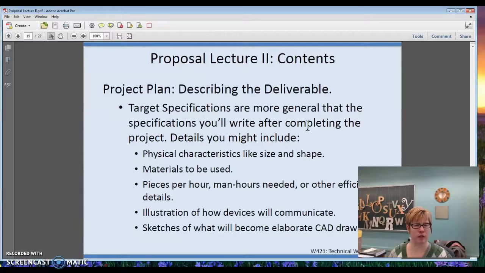I think I already said all of this. Oh, things to keep in mind are that target specs are talking about the physical characteristics of the thing or deliverable that you are creating. Okay? Materials to be used, pieces per hour, man hours, illustrations, sketches, flow charts, sometimes circuit diagrams or CAD drawings, at least really rough ones. I've had students rough sketch something on a napkin and take a picture of it and add it. So, I mean, it's really just intended to give your reader a sense of, this is what I think it's going to look like, and then they're able to approve or disapprove, and you can go from there.